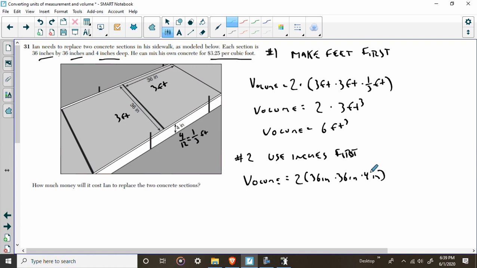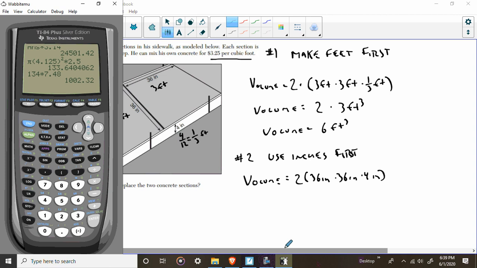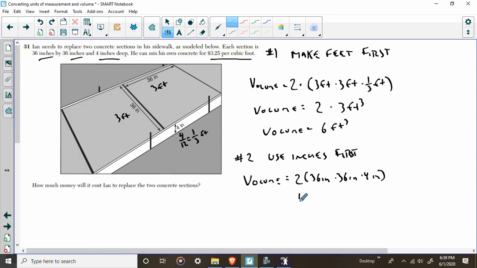So no big deal there, right? You have a calculator, but the numbers went from things you can do inside your head to things you have to break out a calculator for. So 36 times 36 times 4 times 2 is going to be 10,368 inches cubed. So right off the bat, I would have used the first one, and hopefully you'll see why, because now I have to convert these inches cubed into feet.